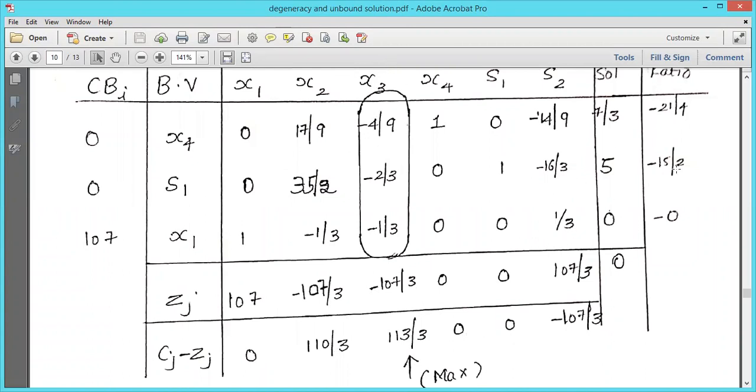Now we have to find a key row. If you observe here, all the values are negative. In the ratio column, we should always pick a minimum positive value. We cannot choose a negative value or infinity. So here it is not possible to determine a key row, which means it is not possible to determine an outgoing variable. Hence, this problem has no solution, or we can say that this problem has an unbounded solution.